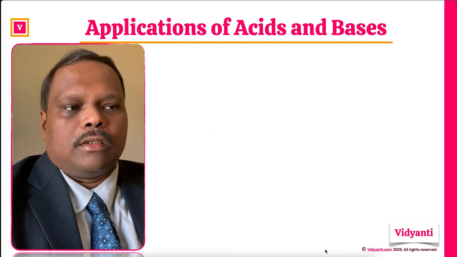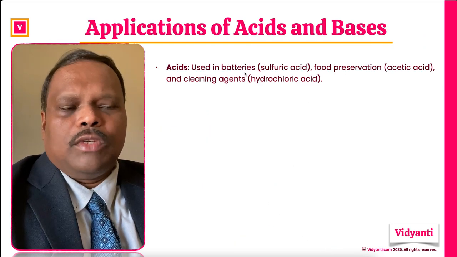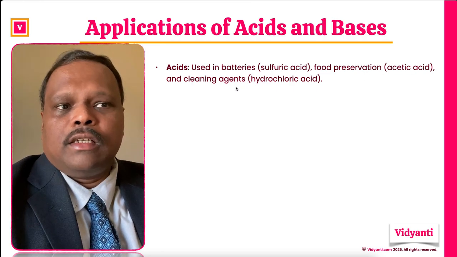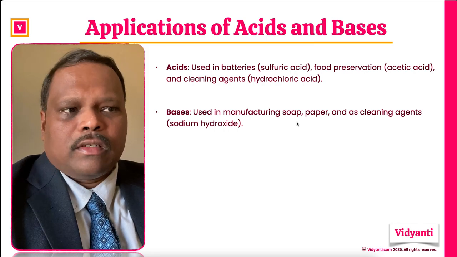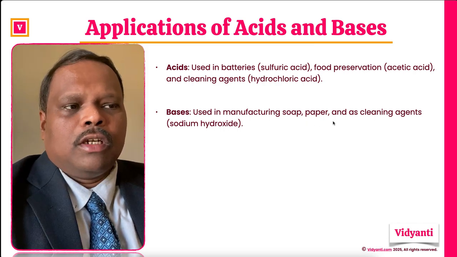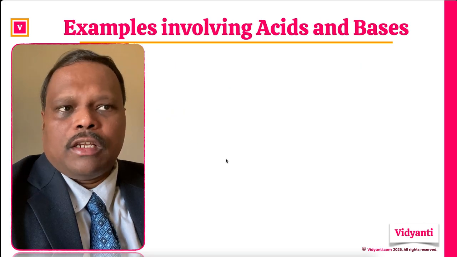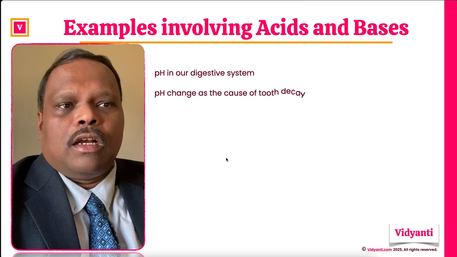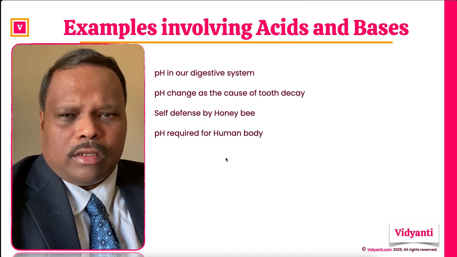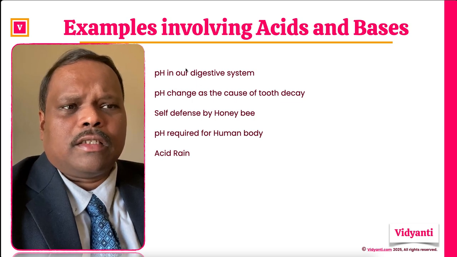This is a neutralization reaction. Typical applications: we use acids in batteries, food preservation such as acetic acid, and as a cleaning agent, which is hydrochloric acid. In case of bases, soap is a very basic solution. We use bases for paper manufacturing, and cleaning agents such as sodium hydroxide. Now, the examples given in the NCERT textbook are these typical ones. These are 5 different examples. Let's quickly talk a sentence each about it.